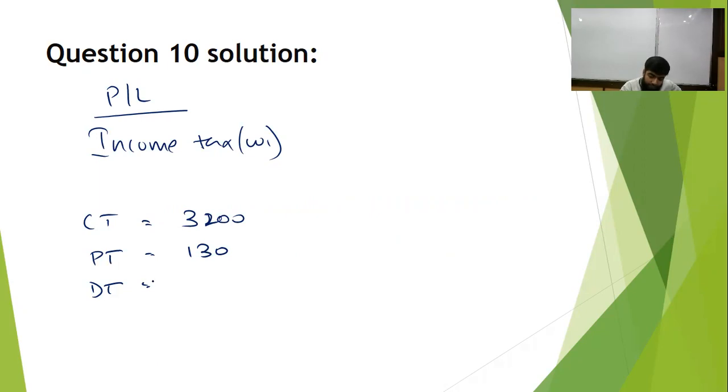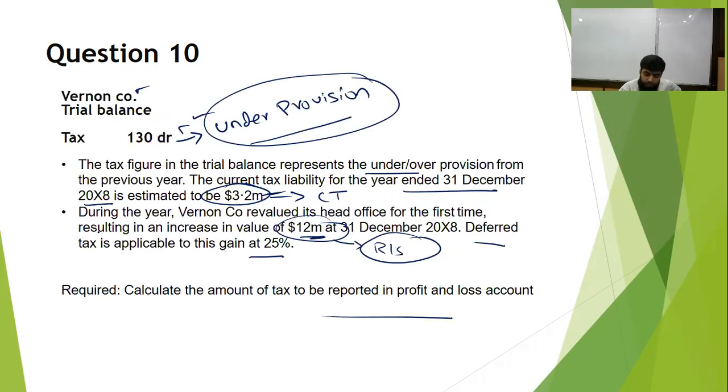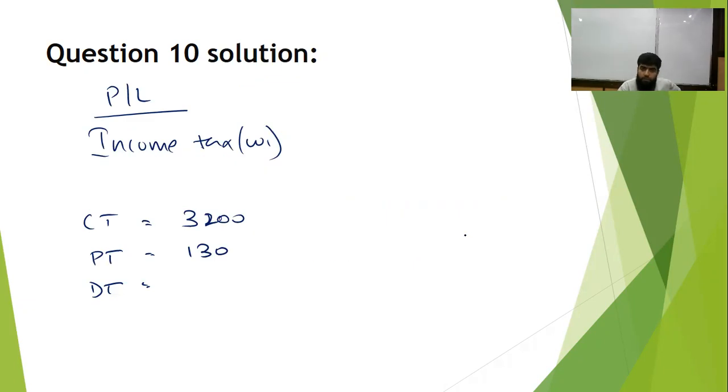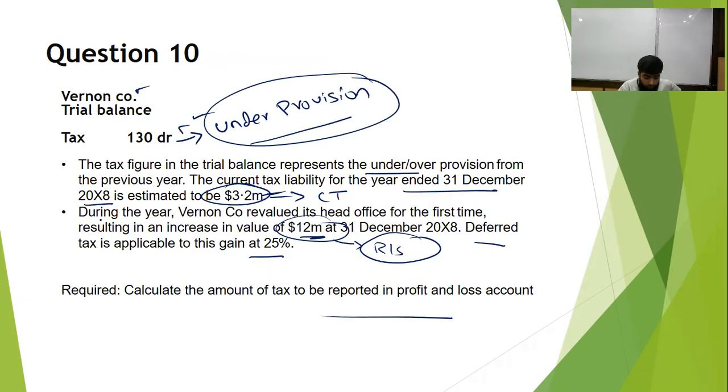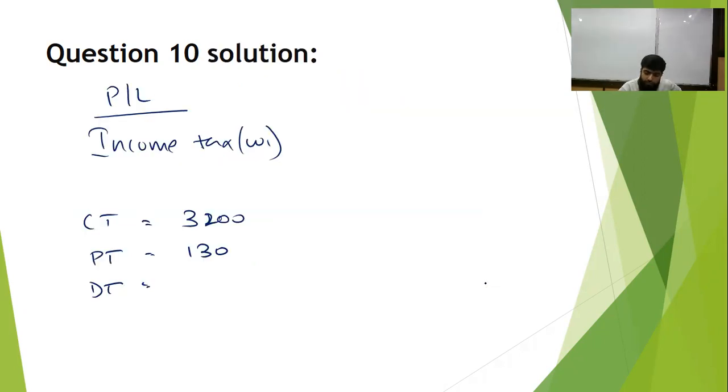Now, what about the deferred tax? Let's calculate the deferred tax. For deferred tax, we don't have any opening balance, and we don't have any closing balance. But one point is given over there, that is, there is a gain on revaluation of $12 million. And we know that earlier in these slides, we identified that if we have a gain on revaluation of $12,000, we will calculate the deferred tax on that revaluation. That is 12,000 at 25%.